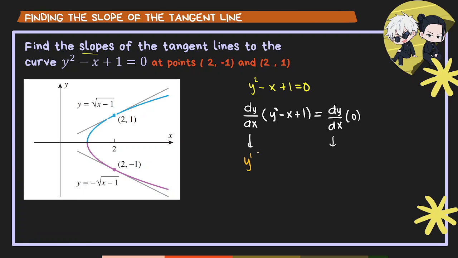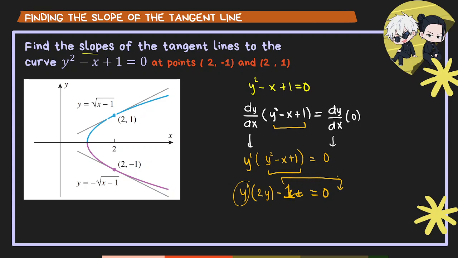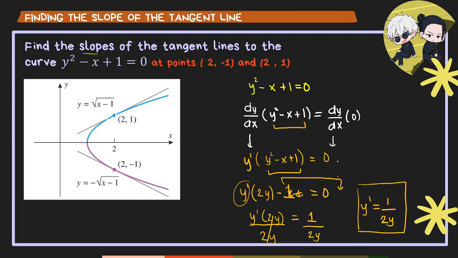So, this is equal to y prime of y squared minus x plus 1 equal to 0. What's the derivative of this? This is y prime multiplied by 2y, minus 1 is equal to 0. To get y prime, we transpose negative 1 here. So y prime times 2y is equal to positive 1. To get y prime, we divide by 2y on both sides, and we get y prime is equal to 1 over 2y. Okay, so this is our slope.